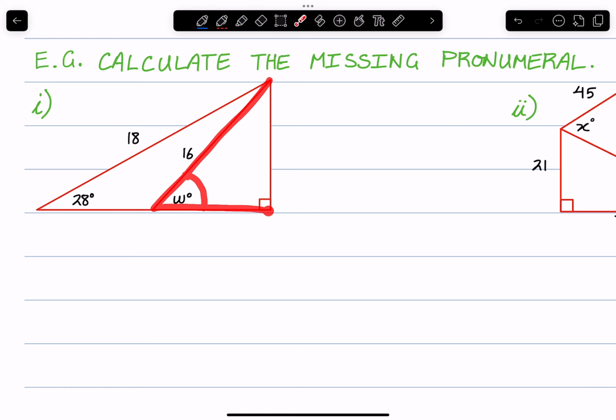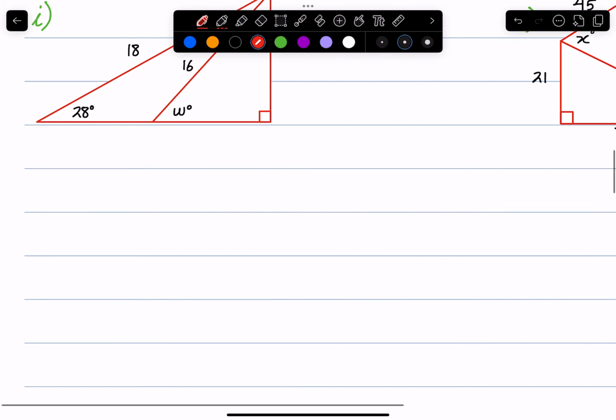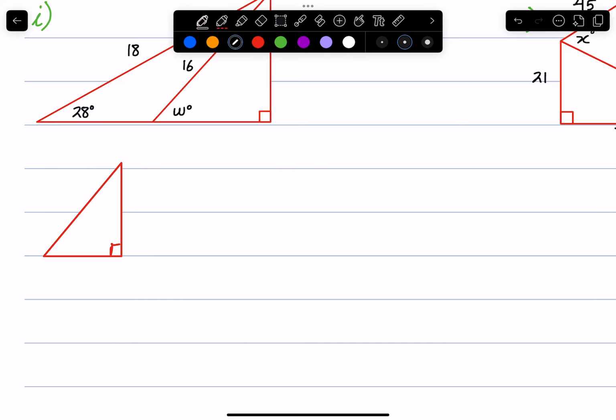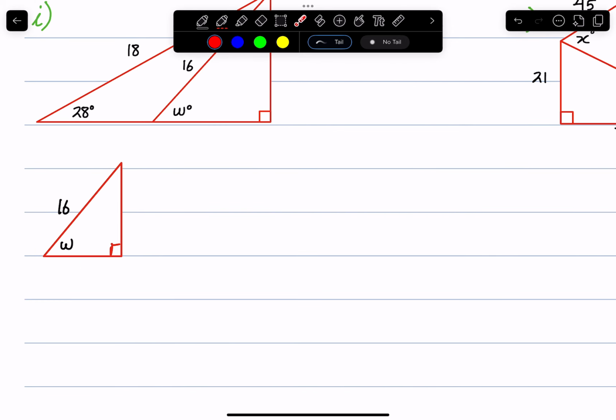Hope you can see that that angle is found within this triangle. So often it's easier to draw this out. So let's draw that small triangle out. We have W here and 16 here. But notice in this triangle, there's not enough information for us to find the angle. We need at least one more side.